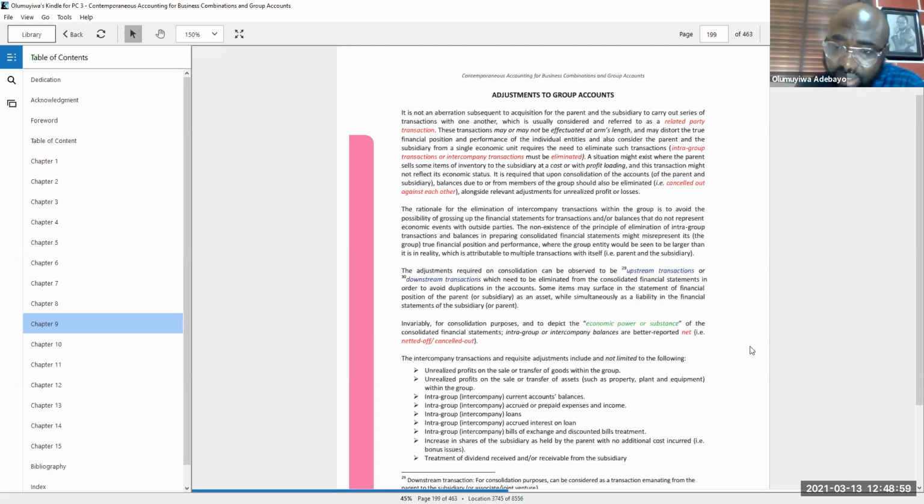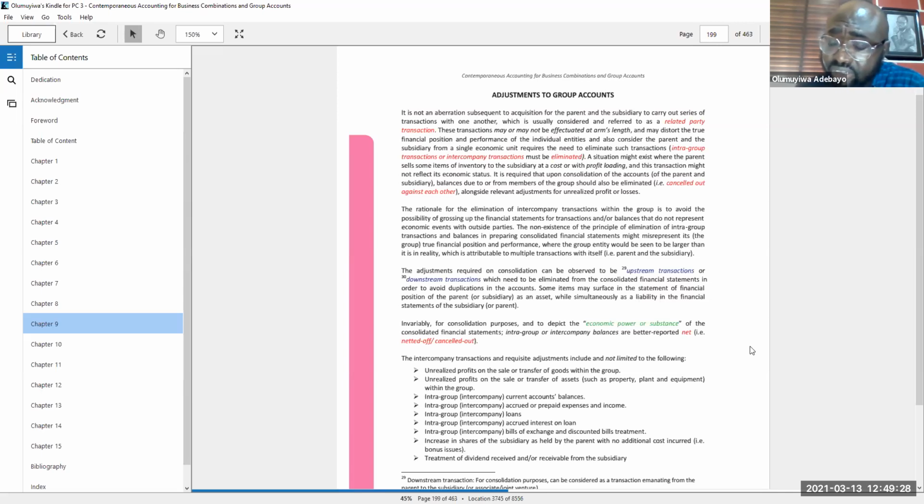Another scenario is the issue of transfer of assets. A parent might decide to transfer its former office to its subsidiary because it is moving to a bigger office. Or a parent might decide to dispose of part of its vehicle or plant, and the subsidiary is buying such vehicle or plant, or vice versa. All this also constitutes intercompany transactions that could give rise to the adjustments we are talking about.